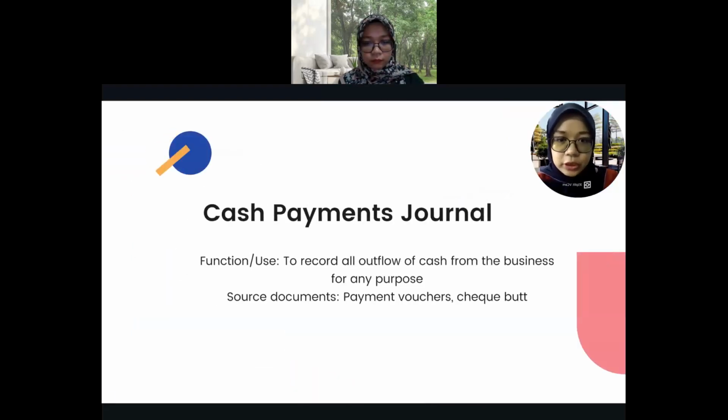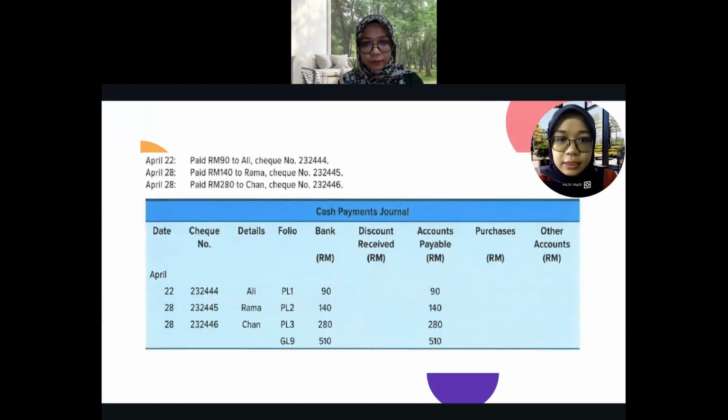This is the cash payment journal. It's used to record all outflows of cash, all cash payments from the business for any purpose. The source documents are usually payment vouchers and the cheque book. This is an example of the cash payment journal, and the record has the cheque number, details of the customer, bank or this receipt, account payable, purchase and other accounts.